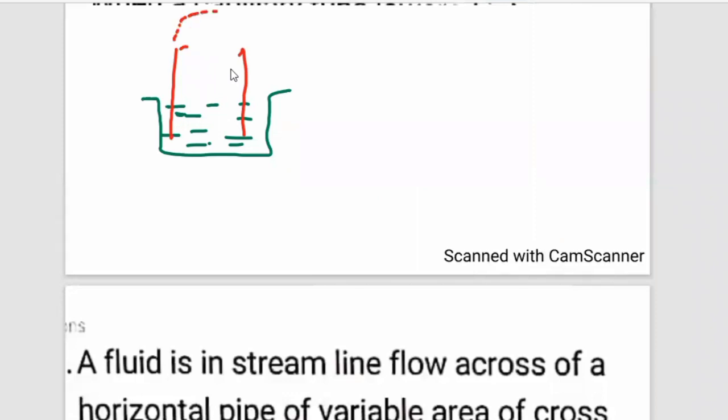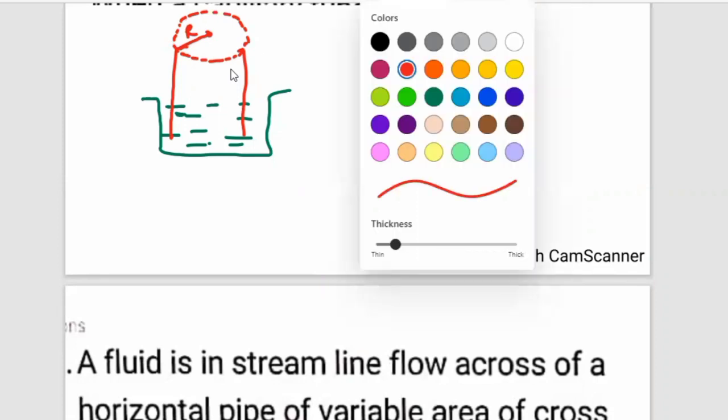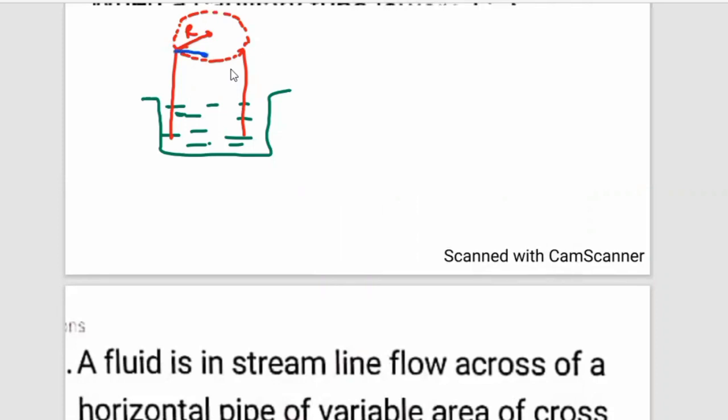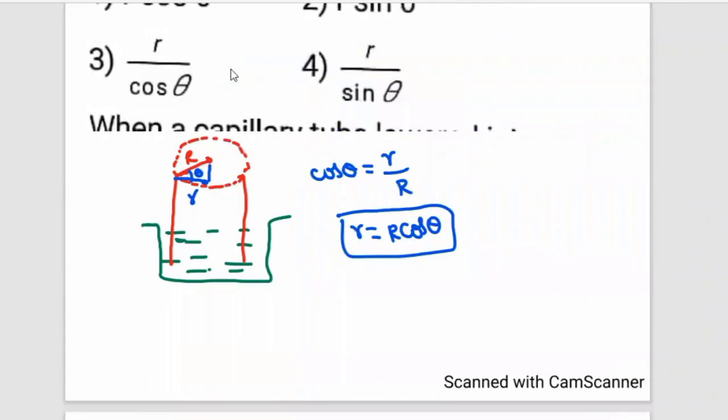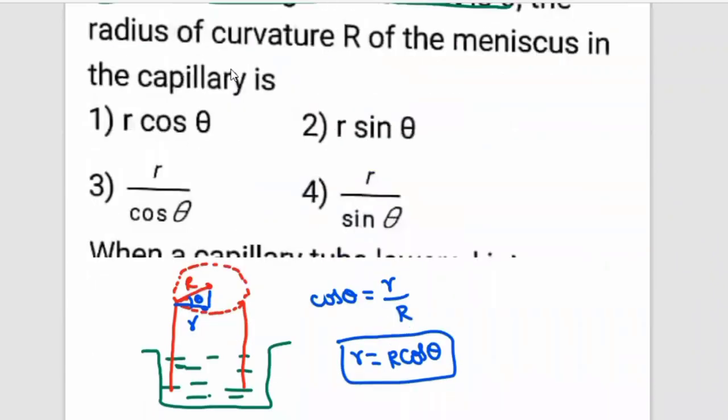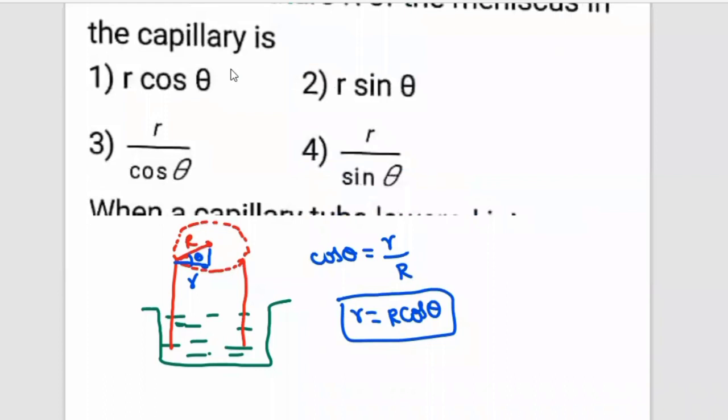Here, a bubble was formed. So this bubble has some radius. The bubble radius is capital R, and the small r is the radius of the capillary tube. If it makes an angle theta here, then you can write cos theta is equal to adjacent side divided by hypotenuse, small r by capital R. Small r is equal to R into cos theta. Small r is the radius of the capillary tube and capital R is the radius of curvature of the meniscus. So small r equals R cos theta. Option 1 is correct.